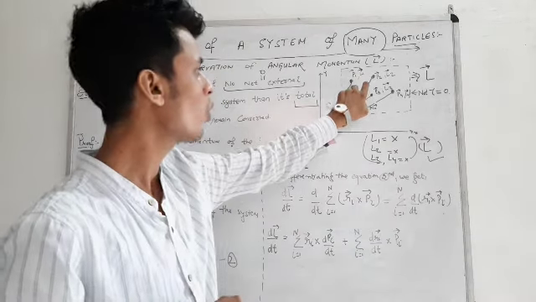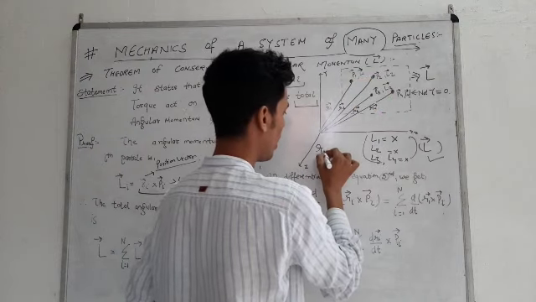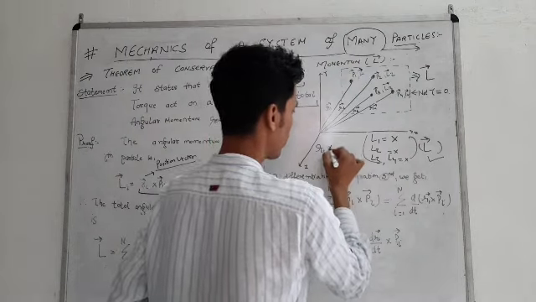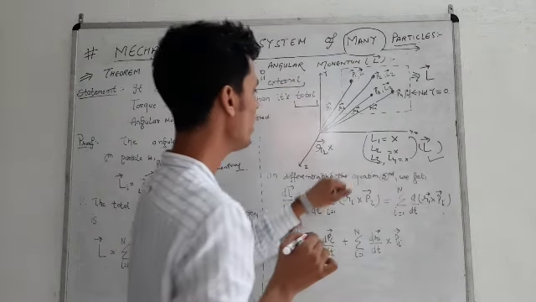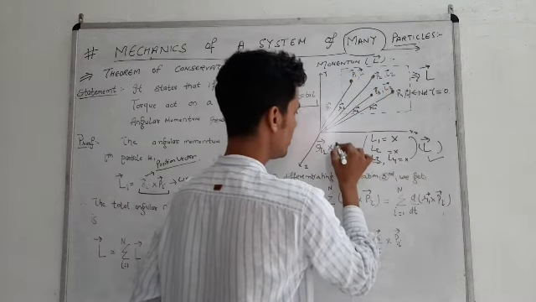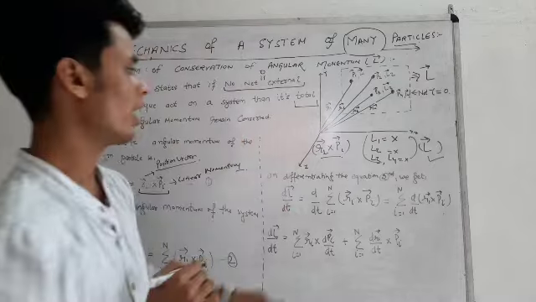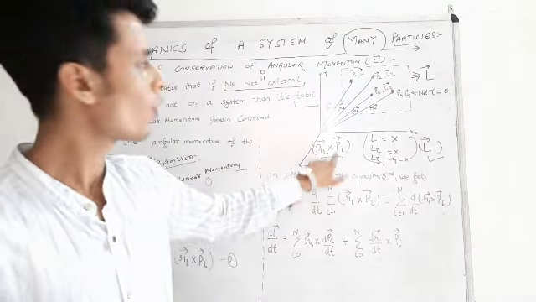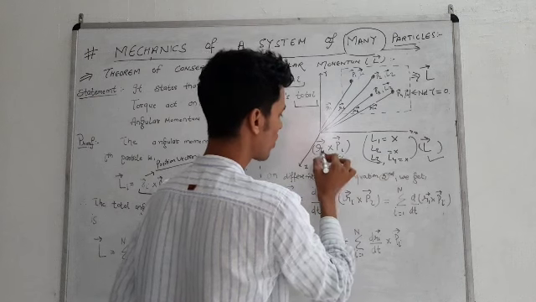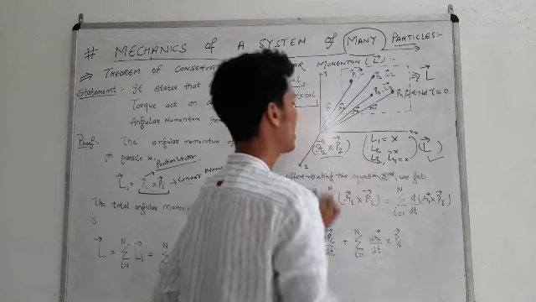Suppose we have to find out the angular momentum of particle 1. In that case, what are we going to do? We are going to cross multiply the position vector R1 with P1, which is the linear momentum of that particle. Similarly, if we want to consider the second particle, we multiply the position vector of the second particle with the linear momentum of that second particle.